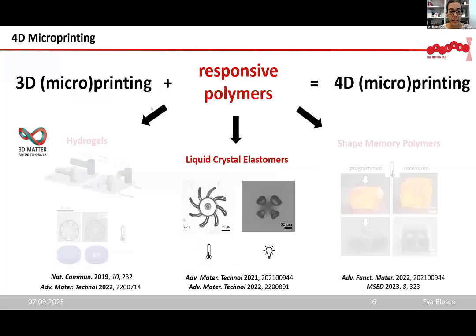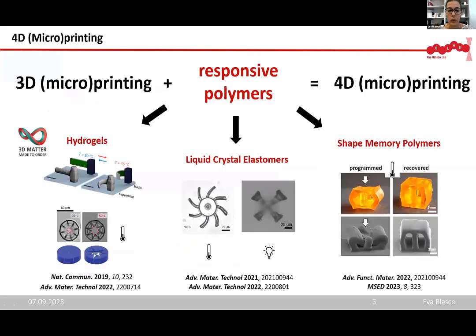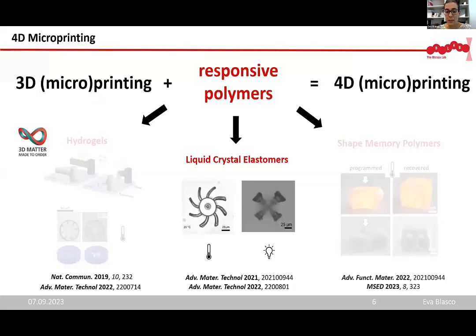Within the cluster, the 3D Matter Made-to-Order cluster, we have explored different classes of responsive polymers. For example, we have worked with hydrogels in collaboration with other groups, especially with polyNIPAM for the preparation of thermal-responsive microactuators. And we have also explored the well-known liquid crystal elastomers and shape memory polymers. So let me start with liquid crystal elastomers.